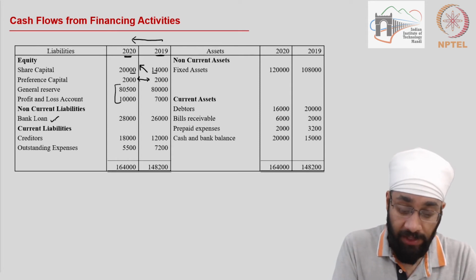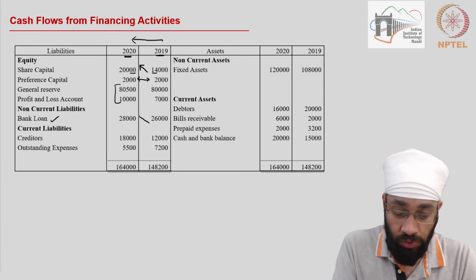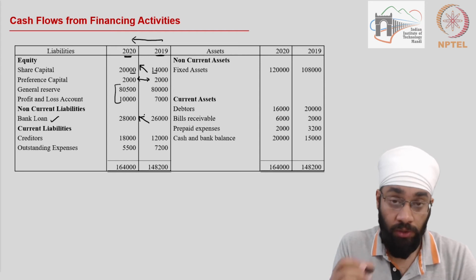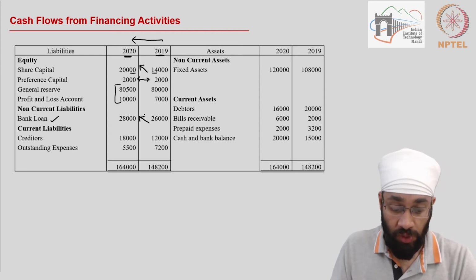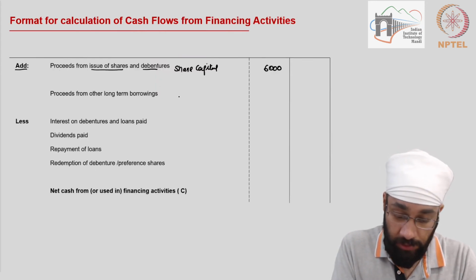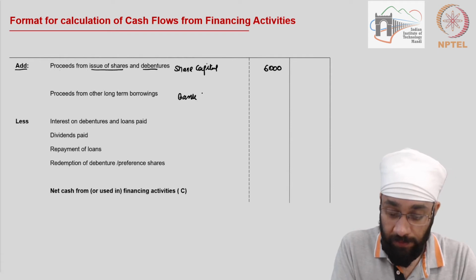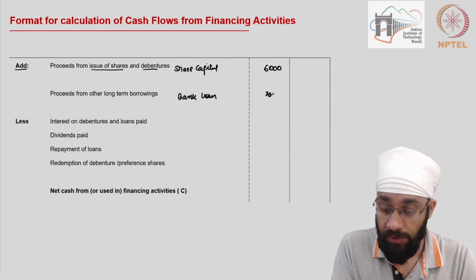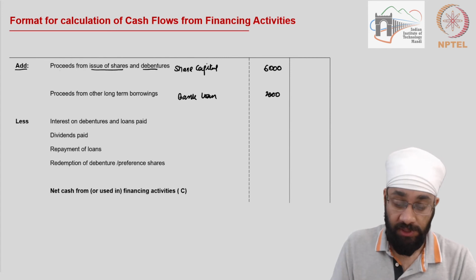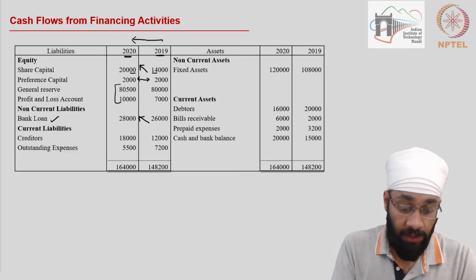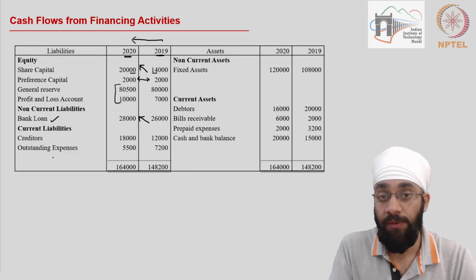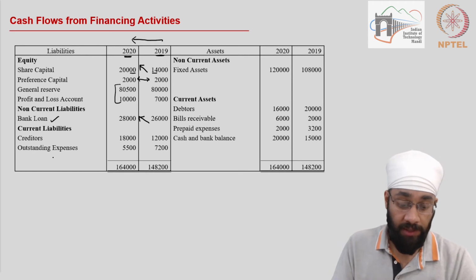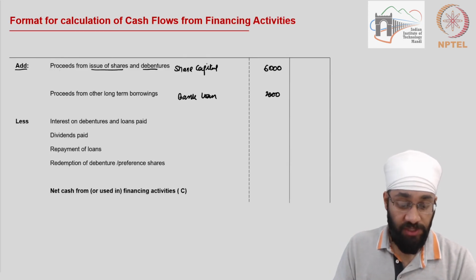Then is bank loan. Bank loan is also going up by 2000. So this is a source of cash. Bank loan is 2000. This is a source of cash for the business. All right. Current liabilities go to operating activities. We will not look at the current liabilities here. So the first section is done.